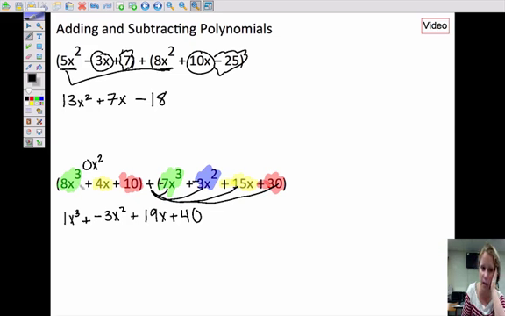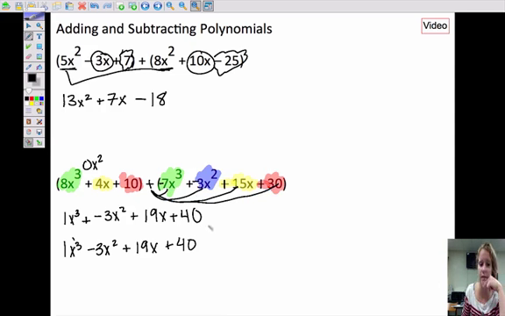And you're going to have the same thing then, because then you're going to have 8x cubed plus a negative 7x cubed, so that's going to still be 1x cubed. You're going to have 0x squared plus a negative 3x squared, so that's going to be still negative 3x squared. You're going to have 4x plus 15x now, so that's a little easier to write, and that's going to be 19x, and then you're going to have 10 plus 30 now. That's a little easier to see that that's 40. So if you like distributing that negative, do that first.